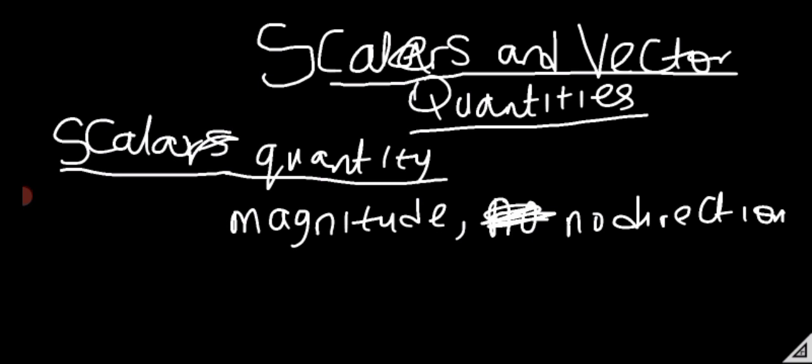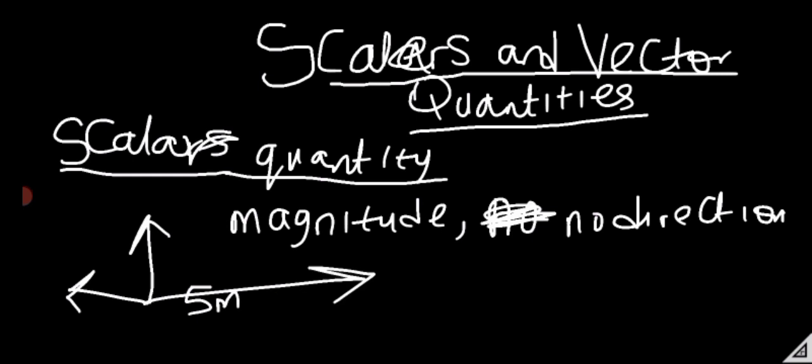For example, now the length of a table, let's say the length of a table is 5 meters. That 5 meters is not dependent on the direction. So even though I take it to the sky, it remains 5 meters. If I take it to the left, it remains 5 meters. If I take it to the right, it remains 5 meters. So those kind of quantity in which direction do not affect their magnitude is called scalar quantity.